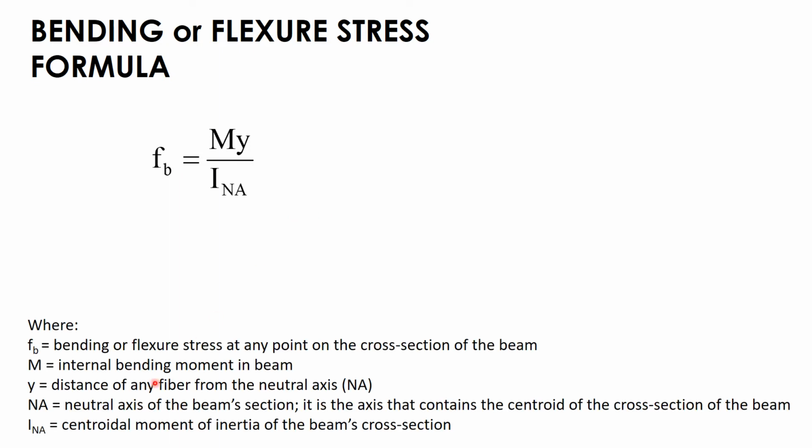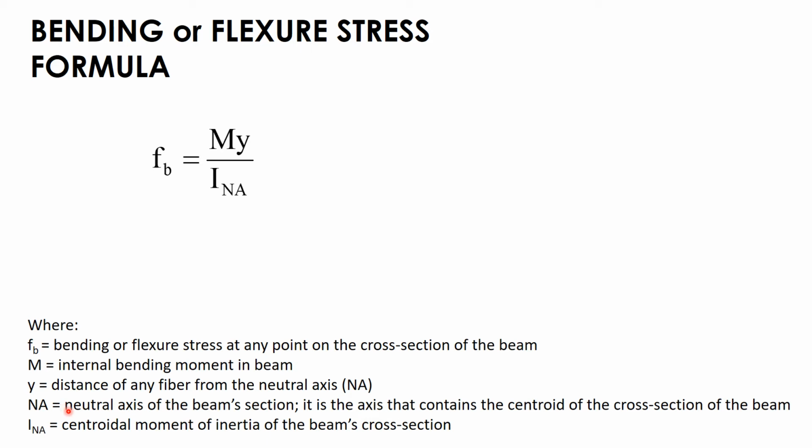Now, the other stress is bending or flexure stress. So, the general formula is FB equals MY over INA. FB is the bending or flexure stress at any point on the cross-section of the beam. M is the internal bending moment. Y is the distance of any fiber from the neutral axis. And NA is the neutral axis of the beam. So, it is the axis that contains the centroid of the cross-section of the beam.